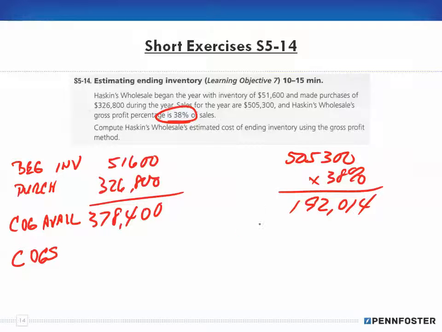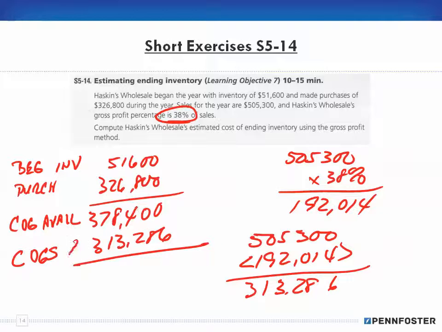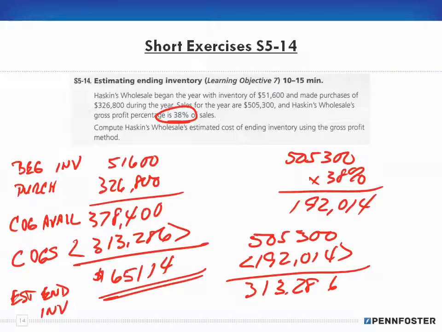So I take the 505,300 and subtract the 192,014, and I end up with 313,286. That's our cost of goods sold, so I subtract that from the goods available, and that leaves me with my estimated ending inventory of 65,114.